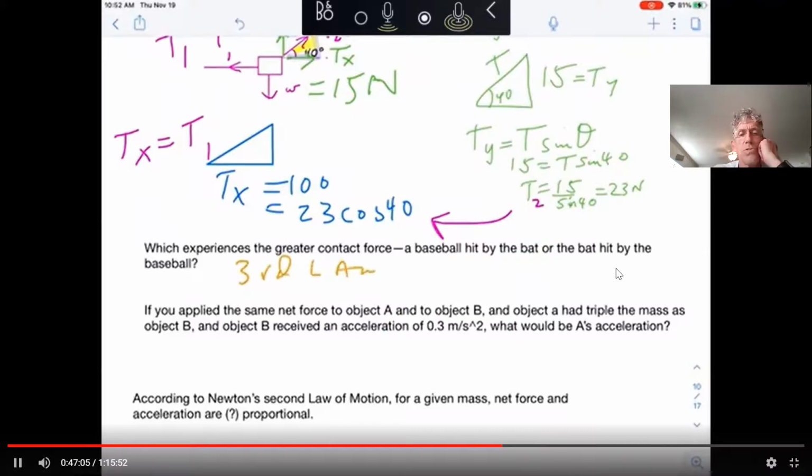Next: which experiences a greater contact force in a baseball hit? Okay, you need to know the third law of motion. It doesn't matter who hits who. They both experience the same force, even if one is hitting harder than the other, like a bat. If object A pushes on object B, B pushes back with the same force, no matter who's going faster at the start or who's bigger. The third law makes it very simple: the contact forces have to be equal.